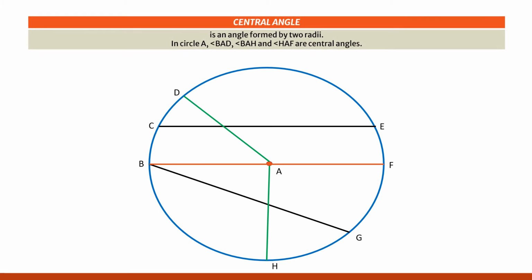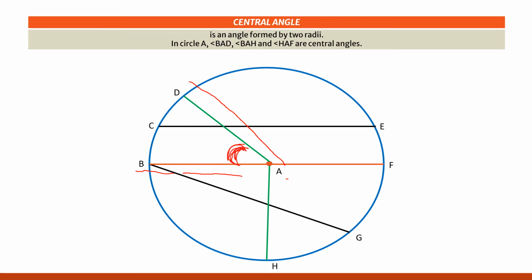Our next term is a central angle. When you say central angle, it is an angle formed by 2 radii. Tandaan, angle formed by 2 radii. In circle A, angle BAD. Nasaan kaya yung angle BAD? This is angle BAD. Yan yung na-create. So, ibig sabihin, eto si angle BAD.